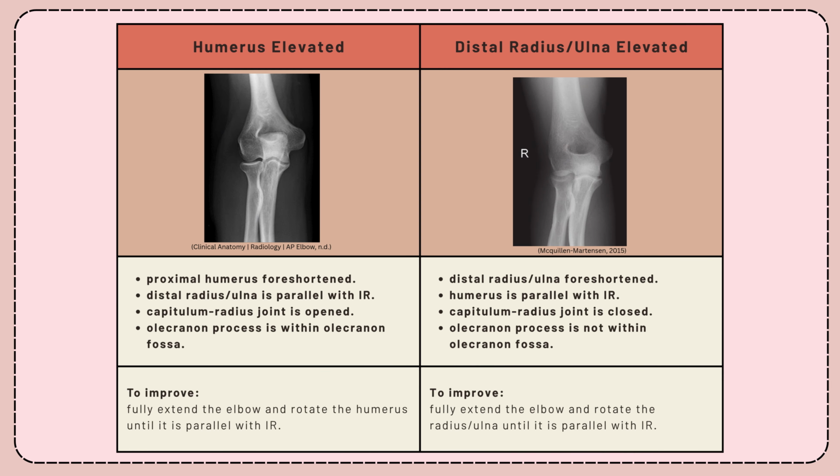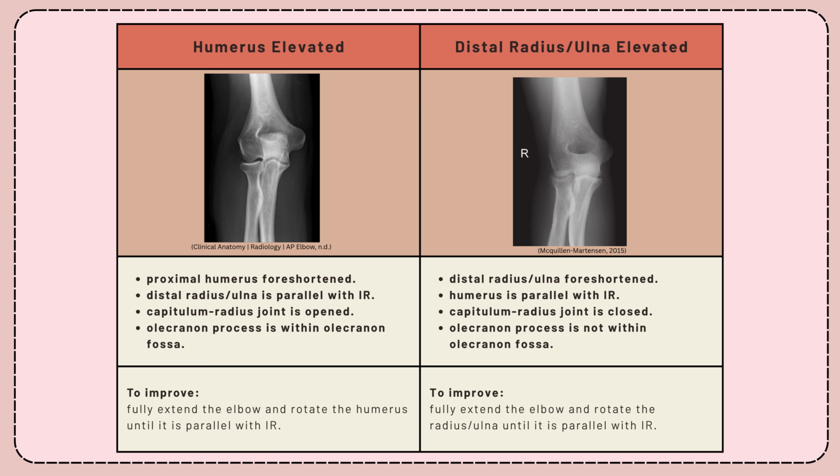Here is the incorrect positioning, showing the elbow has flexion. The first diagram on the left shows the proximal humerus is foreshortened, which indicates the humerus is elevated. The distal radius and ulna is parallel to the IR. We can see the capitulum radius joint is opened, and the olecranon process is within the olecranon fossa. To improve the positioning, fully extend the elbow and rotate the humerus until it is parallel with IR.